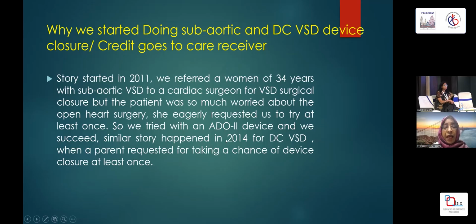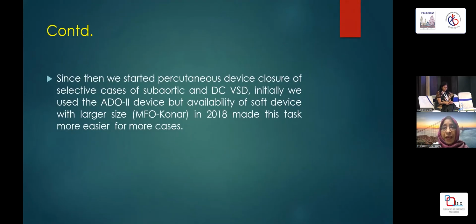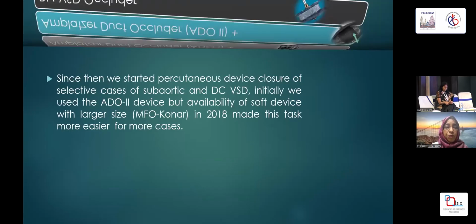A similar thing happened in 2014 when the parents of a child with doubly committed VSD came to us and said, we don't want surgery, please try. We also had a second thought. We thought about his weight and the proximity of the valves and other things. Then we said, okay, we'll try once. If not possible, then we'll refer him to surgery. The success in that child also encouraged us later to do more cases.